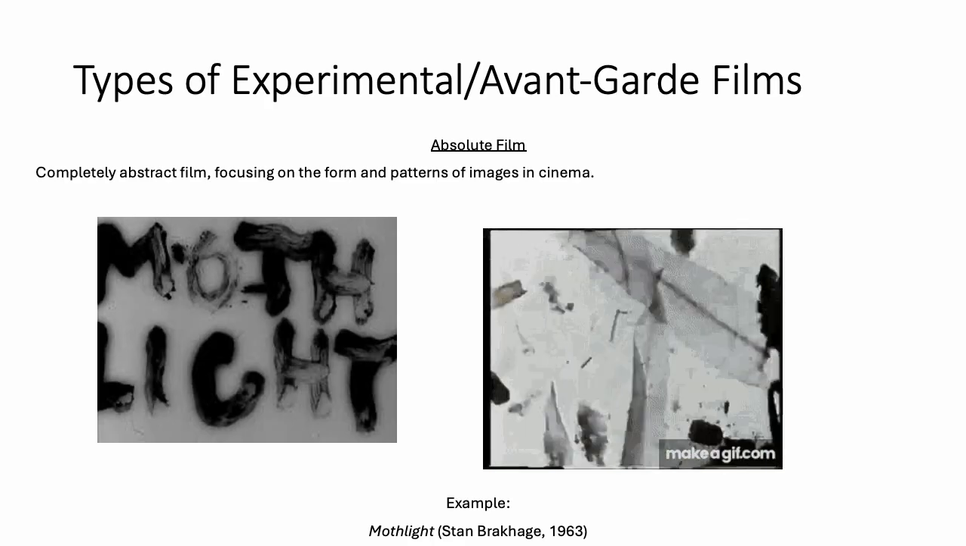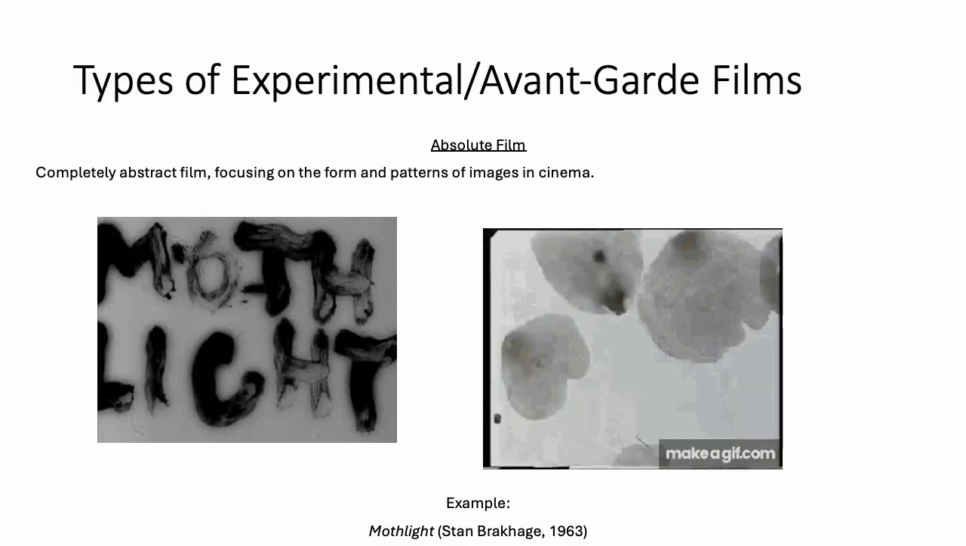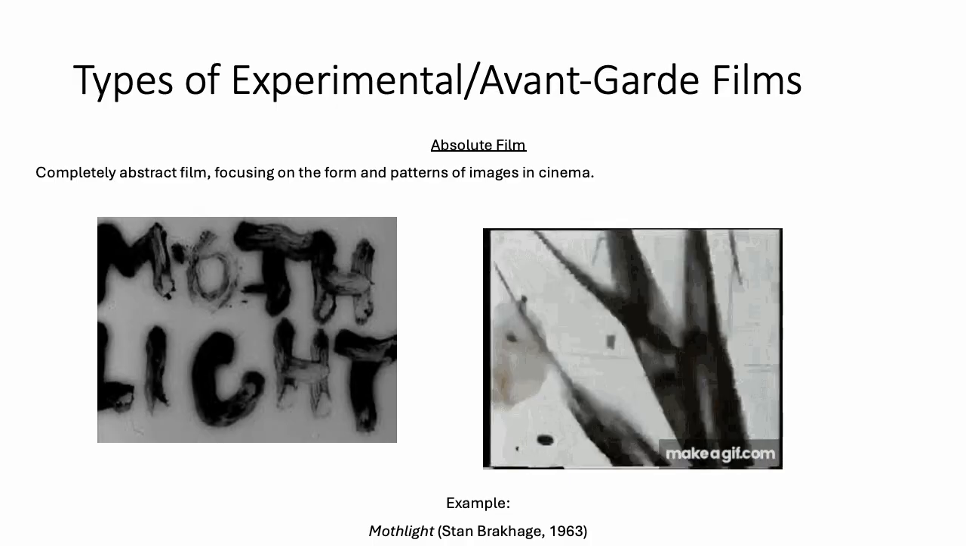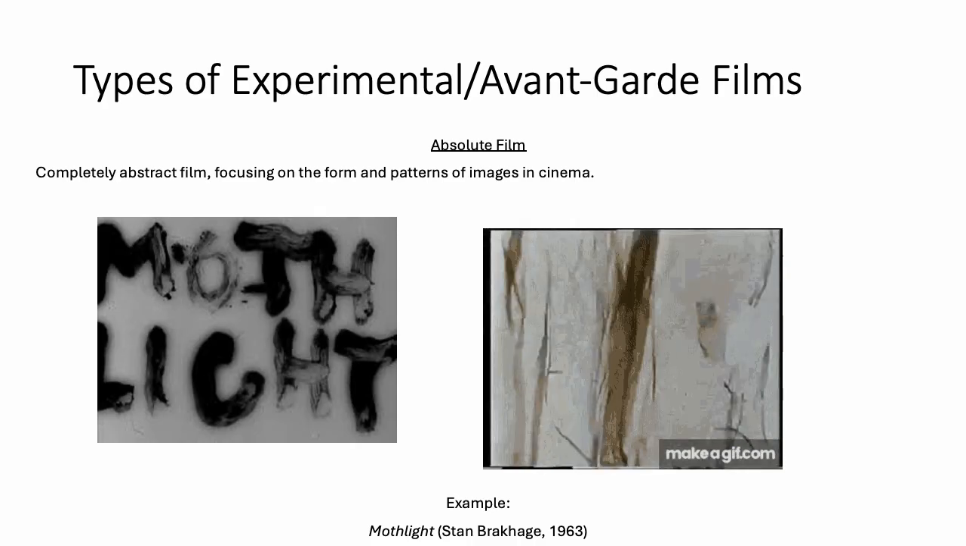Let's now take a look at some of the different types of experimental film, starting with the absolute film. The absolute film is defined as a completely abstract film focusing on the form and patterns of image in cinema. A classic example of this is the film Mothlight by Stan Brakhage.